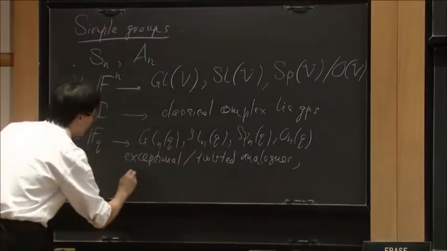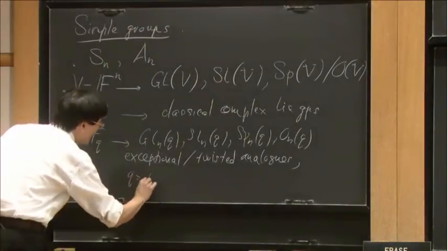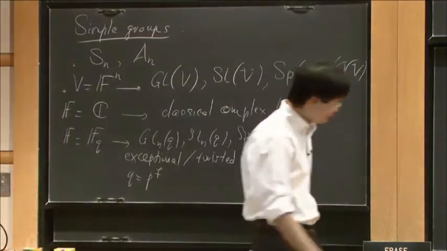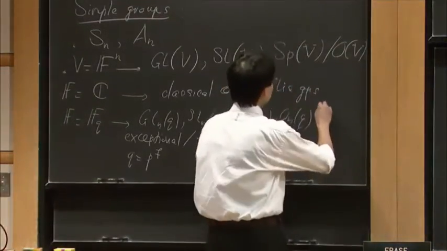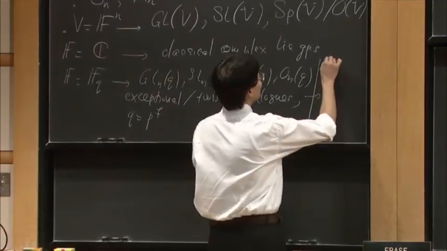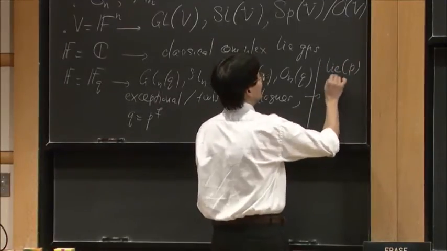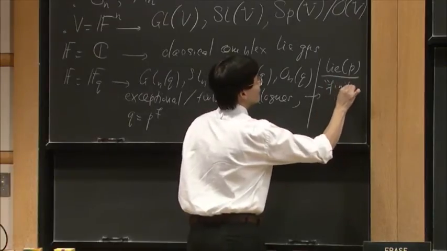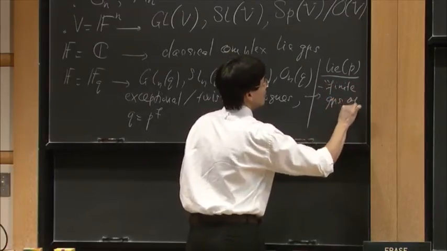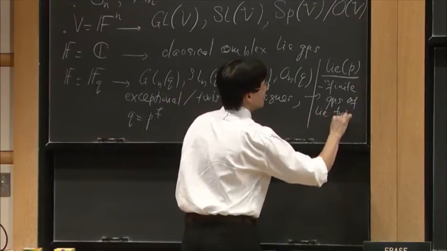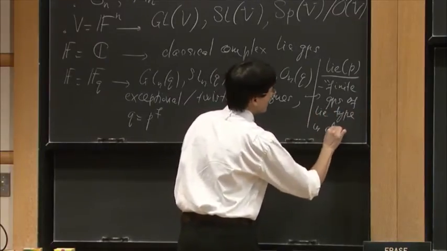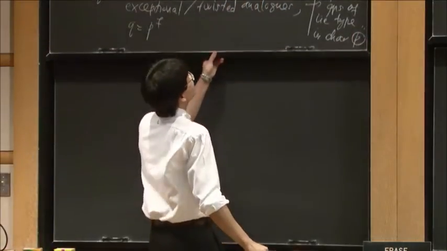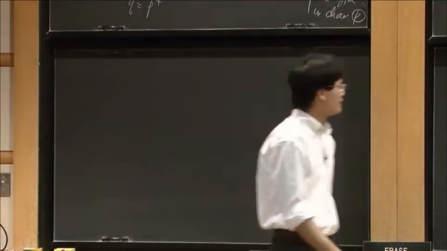And then if you vary the q over the powers of a given prime, and sometimes you want to take a half integral power of this prime p, then what you have is something that you call the family of Lie type. This is the so-called finite groups of Lie type in characteristic, say, p. So we fix the prime p here. Okay. So what is the importance of these groups?